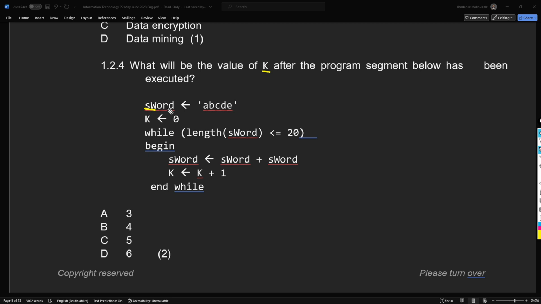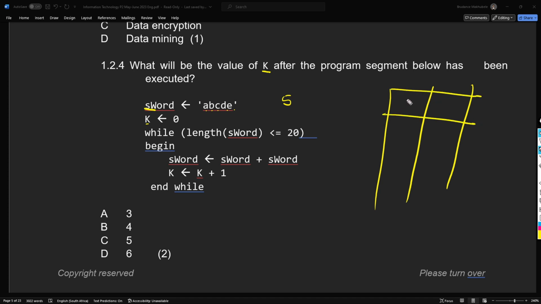So we have the word that is actually initialized to 1, 2, 3, 4, 5 characters, and then a k which is a counter which is initialized to 0. So I'm just going to draw my table, and I will maybe place my k and then my word length here. While the word length is less or equals to 20, get inside the loop and try to perform the logic that is actually given.